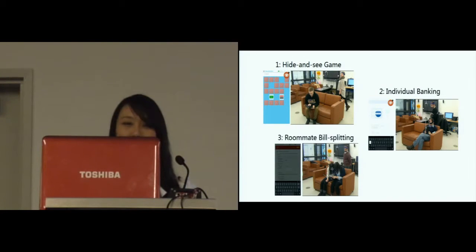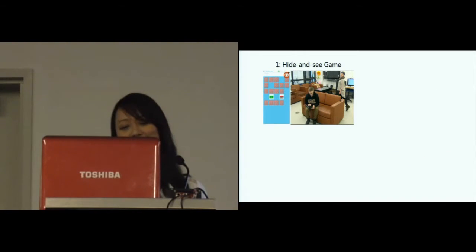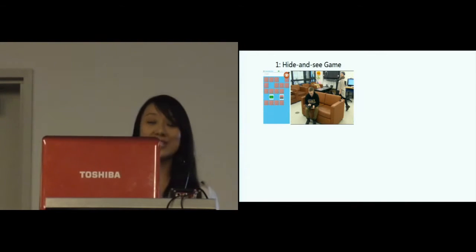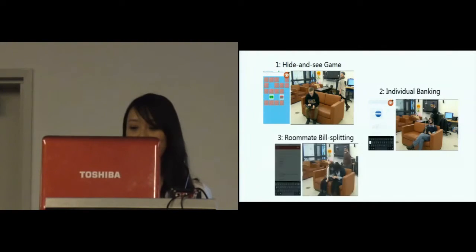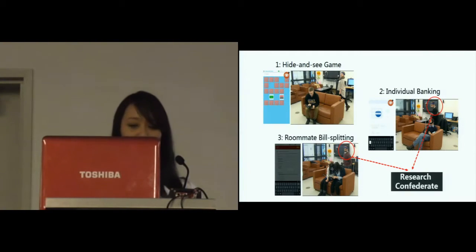In the game, 2 participants played a game against each other. The tablet user needs to finish a primary task while trying to hide the screen content, and the onlooker tries to see as much as possible. In the other more realistic scenarios, a research confederate played the role of onlooker and looked more casually.